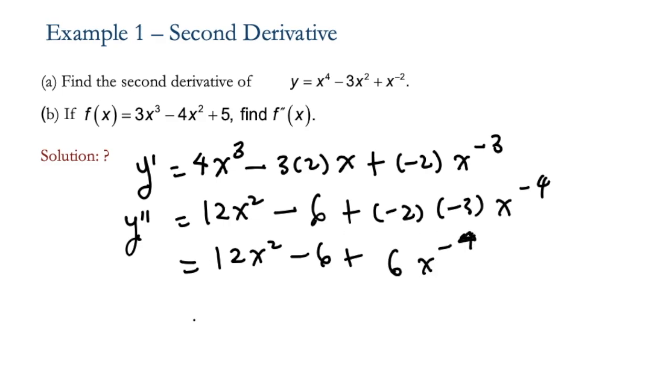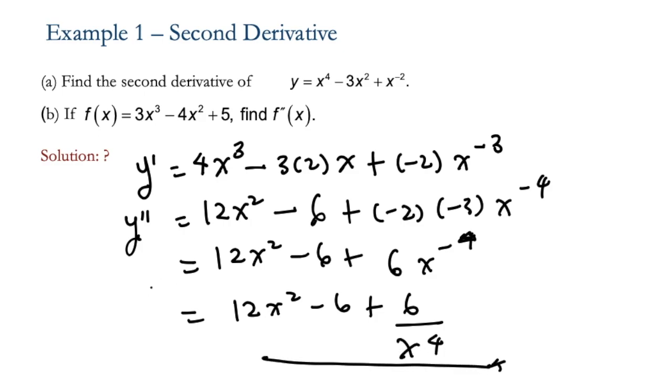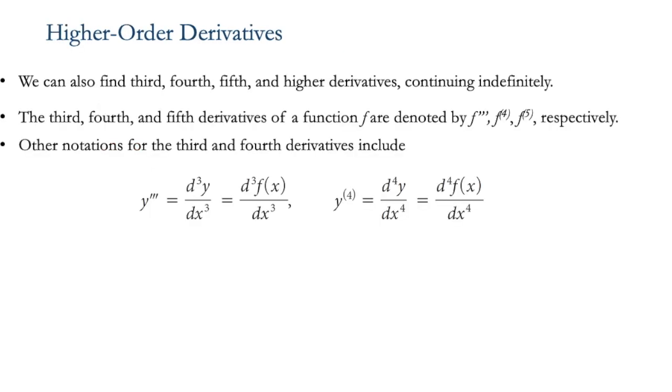Or we can simply rewrite it as what here? 12x squared minus 6 plus 6 over x to the power of 4. So this is our second derivative. What does it mean by second derivative? It will be explained further later. So here we can also have third, fourth, fifth, and higher derivatives continuously, until you get the final answer 0. When you finish all the variables, then you stop.